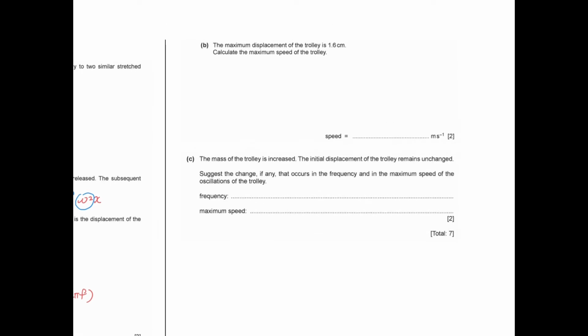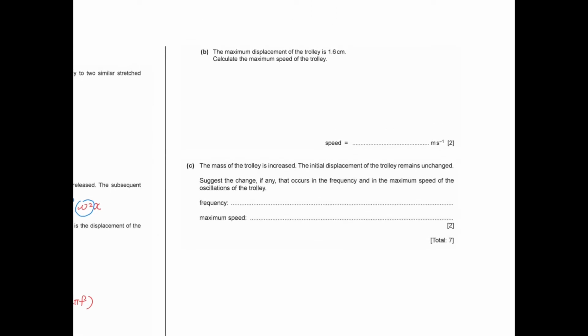Part B, the maximum displacement of the trolley is 1.6. So this 1.6 is x naught, the maximum displacement. Calculate the maximum speed of the trolley. If you remember our discussion of the formula just now, let's say you have x equal to x naught cos omega t. Then you differentiate, dx/dt becomes negative x naught omega sine omega t. Then I say the x naught omega is the v naught.